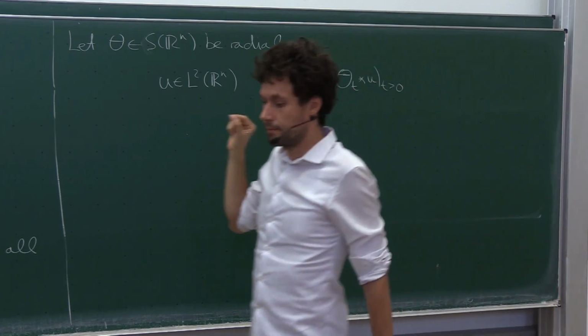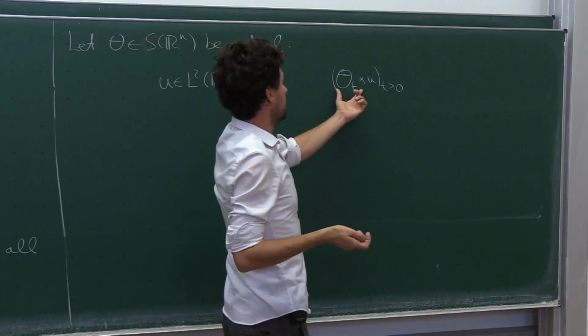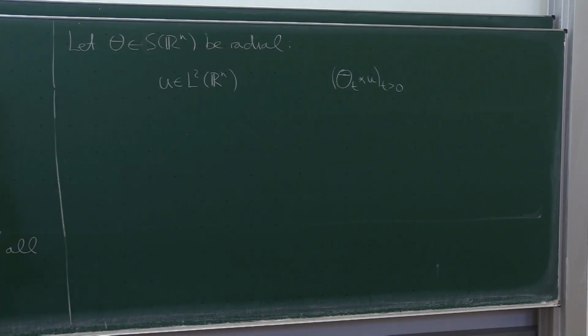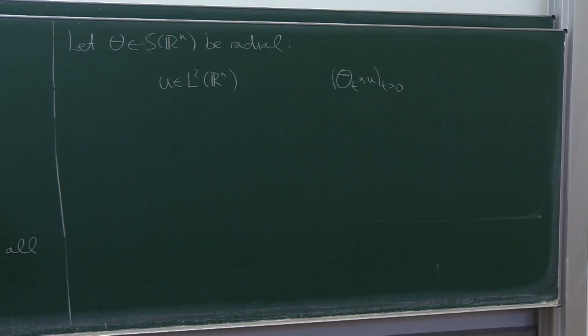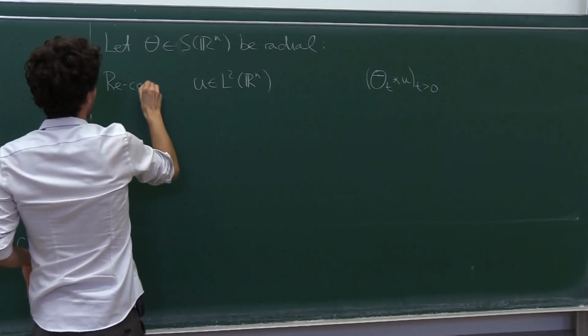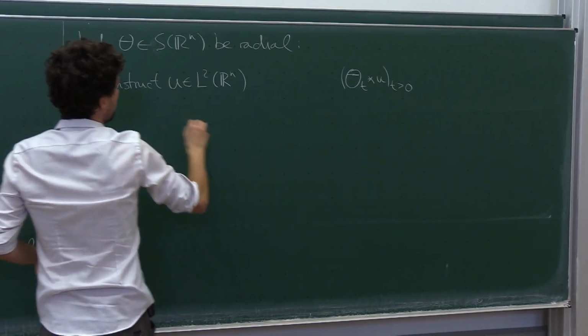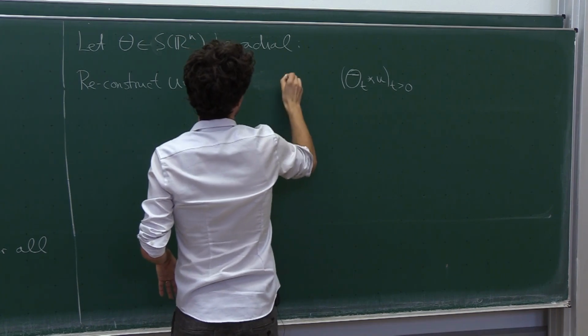Of course, you know when you can take a limit as t goes to 0, then you get back u by this approximation theorem, at least if this theta is normalized to integral 1. But there could be other ways of reconstructing u from the knowledge of the modifiers. And I'm going to show you two results of this. Okay, so let's say reconstruct u from the modifier.